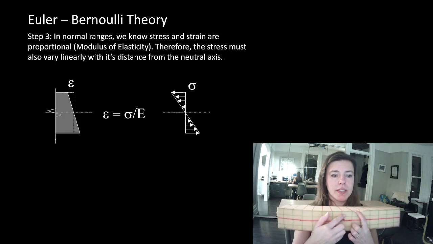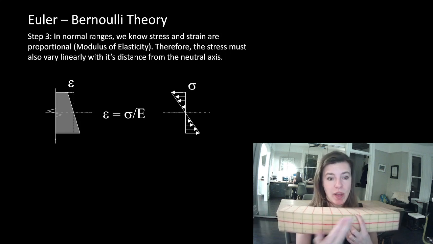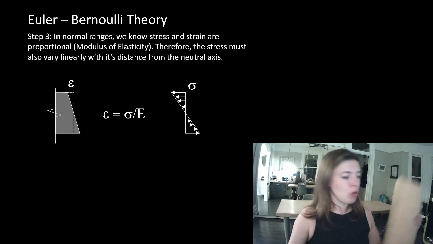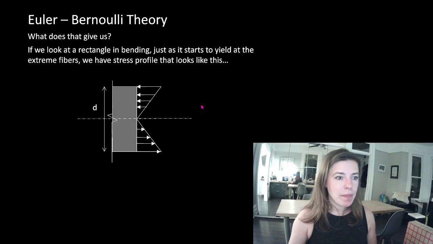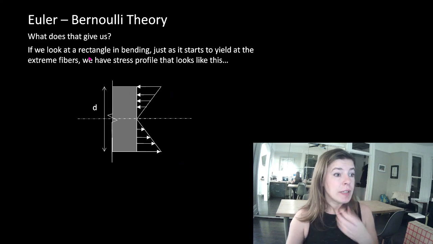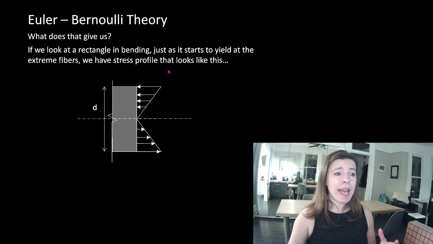It's also hard to draw if we're cutting this right here and imagining one side's not there for a moment, it's hard to draw it right over it. So I'm just going to take this and draw it over here a little bit. All right, look at this. So this is our stress. Our maximum stress is at the top and bottom. All right. If we look at a rectangle in bending, just as it starts to yield at the extreme fibers, we have a stress profile that looks like this.